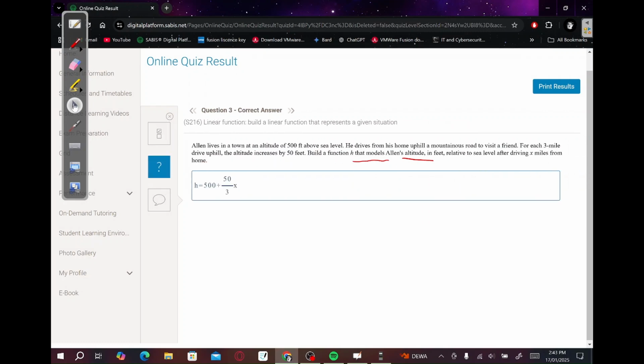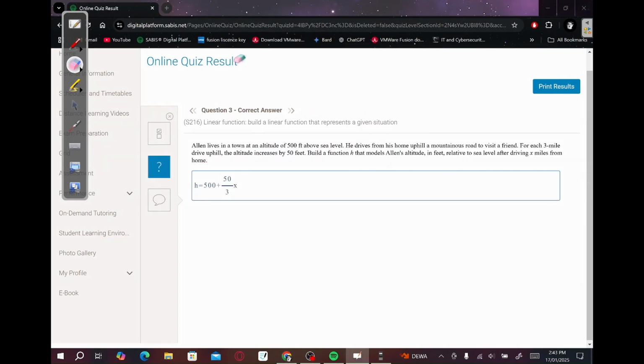Question 3. Let me erase this as well. This question is about translating what they give you into a function. So Alan lives in a town of 500 feet of altitude, 500 feet above sea level. He drives from his home uphill, blah, blah, blah. Let's just see what they want. They want us to build a function h that models altitude. So h of x, let's first say that. He starts off at 500, right? His town's already 500.